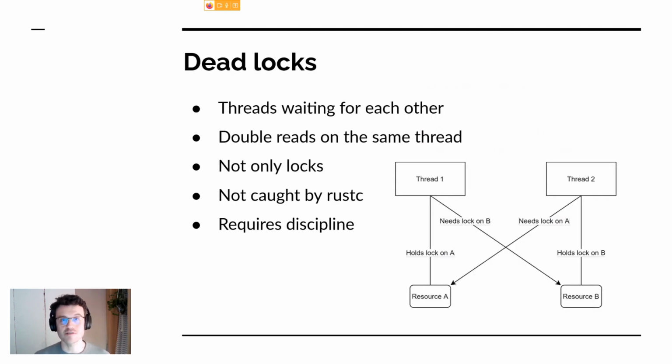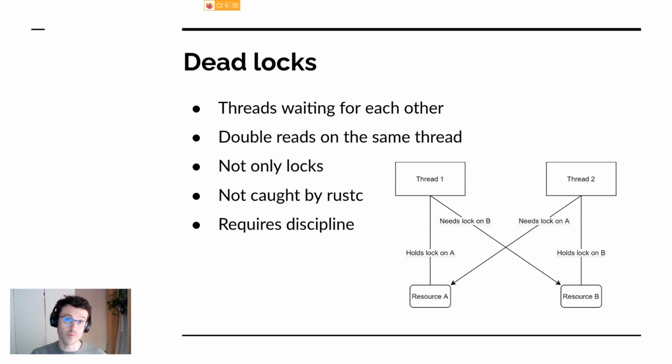The problem with locks is, of course, deadlocks. Remember, deadlocks are threads waiting for each other. Here we have thread 1 that holds resource A, and thread 2 that holds resource B, and then they want to access the neighbor's lock, and they will stay like this forever. Another way it can happen is if you perform a double read lock on the same thread, because in Rust locks are not reentrant, you can run into this issue.